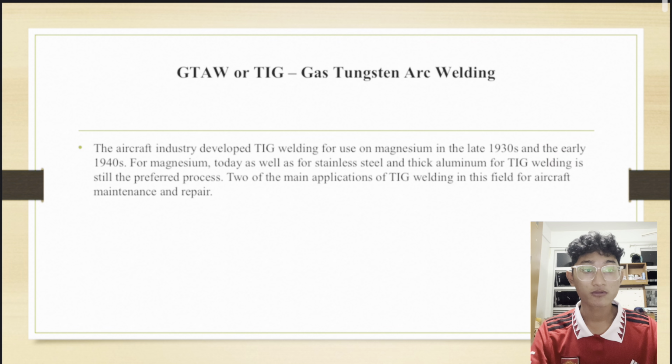Next, GTAW or TIG, gas tungsten arc welding. The aircraft industry developed TIG welding for use on magnesium in the late 1930s and the early 1940s. For magnesium today, as well as for stainless steel and thick aluminum, TIG welding is still the preferred process. Two of the main applications of TIG welding in this field are aircraft maintenance and repair.